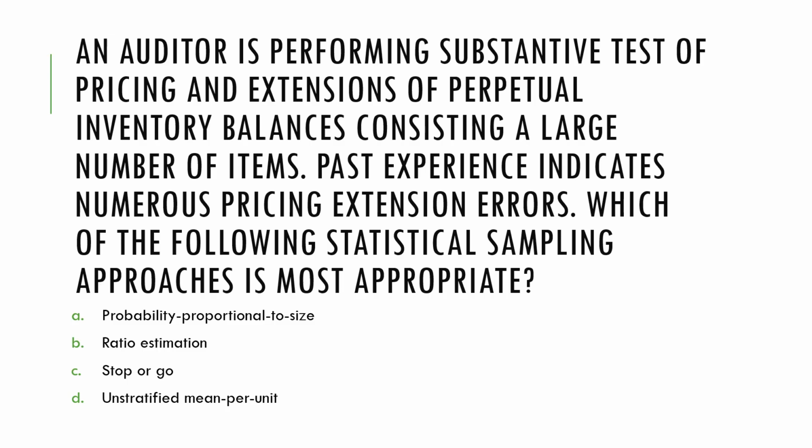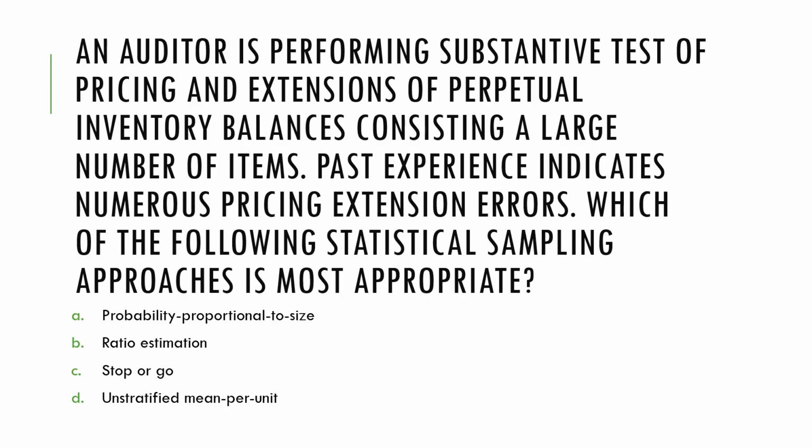Then we move on to question number 30, I think, which would essentially signal the end of part one. Question number 30: an auditor is performing a substantive test of pricing and extensions of perpetual inventory balances consisting of a large number of items. Past experience indicates numerous pricing extension errors. Which of the following statistical sampling approaches is most appropriate? Do we go for probability proportional to size, ratio estimation, stop or go, or unstratified mean per unit?